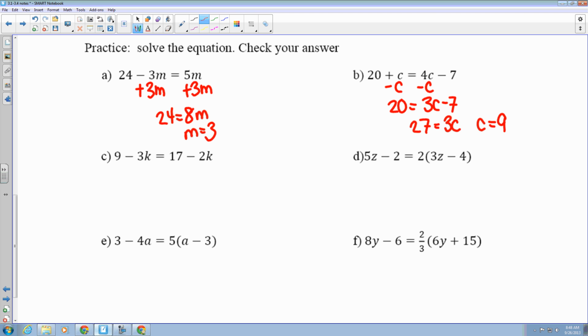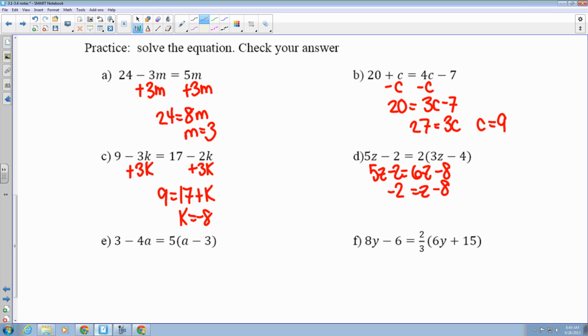So like I mentioned, you probably want to add whichever one is smaller, so more negative. So if we're subtracting 3k from the left side, we're probably going to want to add the 3k to both sides. Subtract 17, and k is negative 8. Okay, we have to do our grouping symbols. So that's 6z minus 8. Subtract the 5z from both sides. So that's just z minus 8. Add the 8. Z is 6.